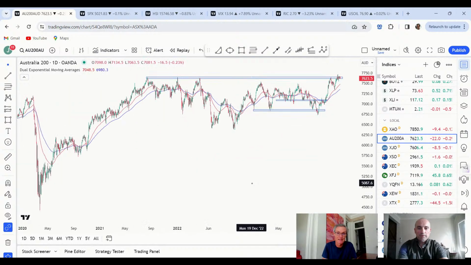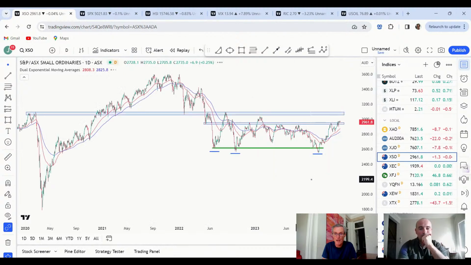Is it a similar situation in the small caps? This is the Aussie 200. Is there a similar situation in the small caps? Yeah, it's a similar but different chart in the small caps.